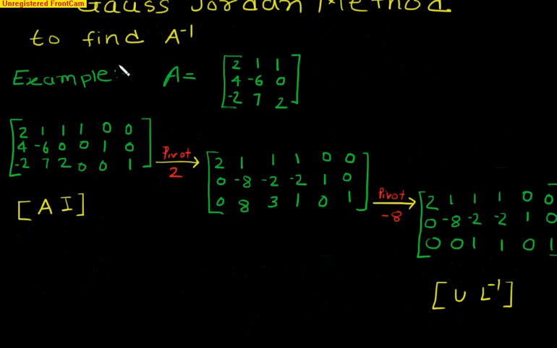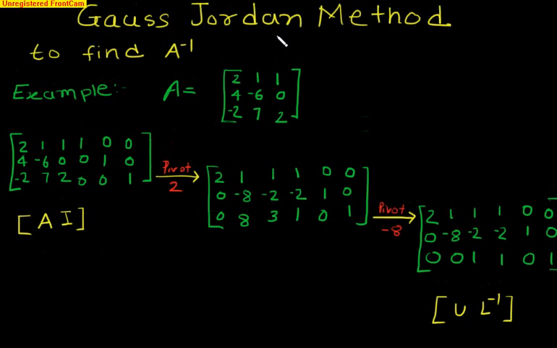Gauss-Jordan example part 1. Just see. Friends, I have written one example. I will explain everything. Please don't get confused. Gauss-Jordan method to find A inverse. A simple, very simple example is this.